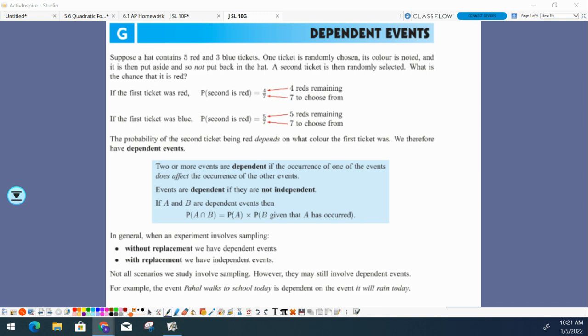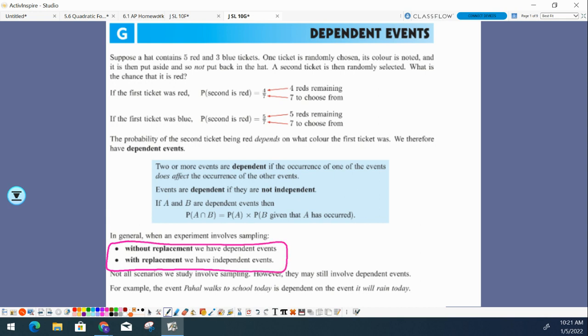All right, so 10G is all about dependent events. Yesterday was all independent, where everything is independent of each other. You've got most of this on your note sheet. This is the only piece you should add at the bottom.